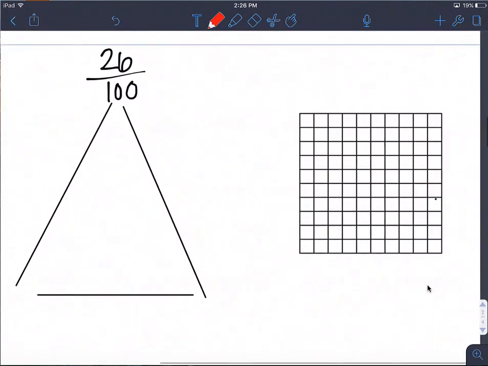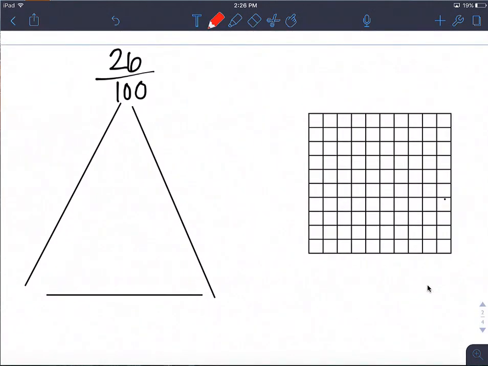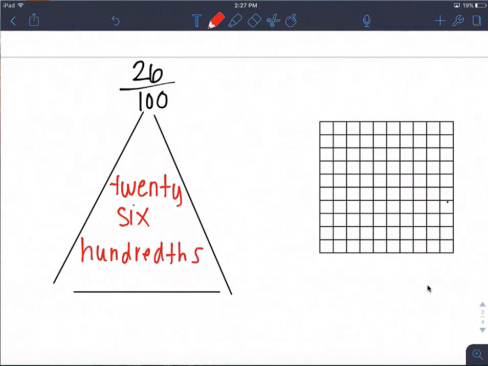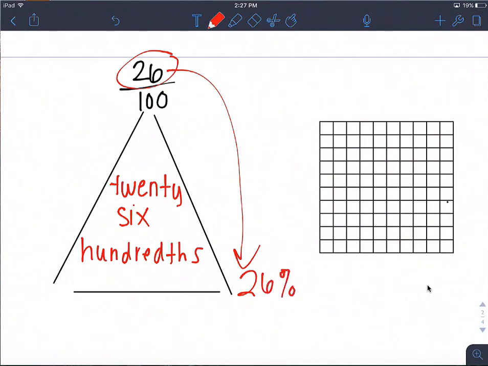All right, our next one is 26 hundredths. So I'm going to just write that in. 26 hundredths. And like I said before, if my denominator is 100, I can take that numerator and I can make it my percent. So that would be 26%. This really is 26 of these boxes shaded in. So there's 10, 20, and then an additional 6.